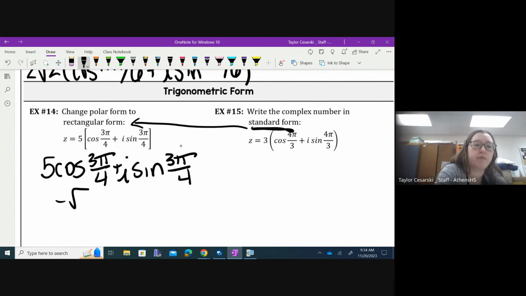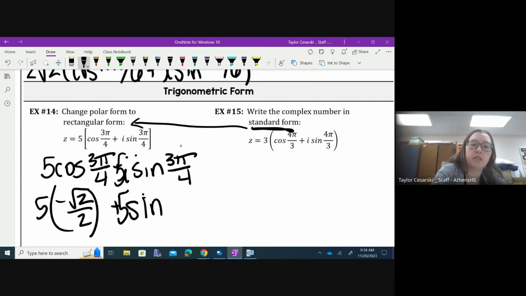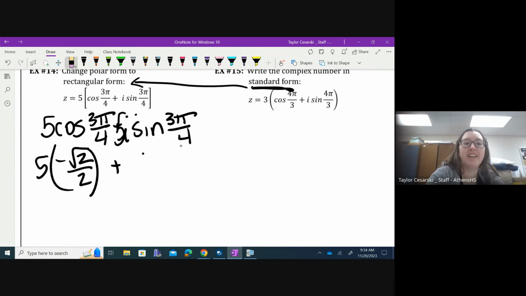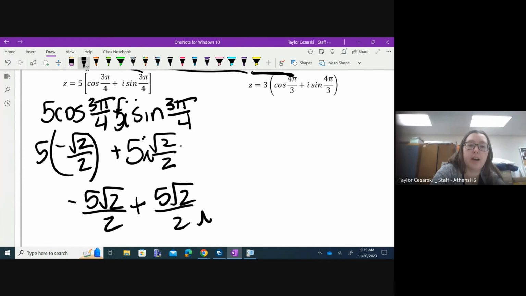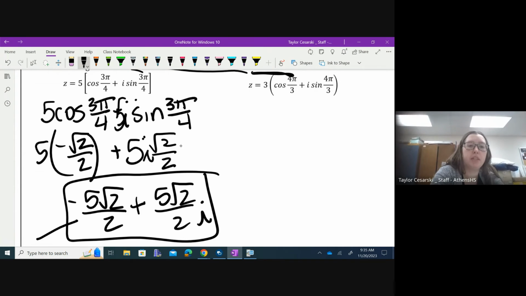Cosine of 3 pi over 4 is negative root 2 over 2 plus, I forgot my 5. Don't forget to distribute the 5. Oh my goodness, I'm a disaster. Okay. So I distributed the 5, and then sine of 3 pi over 4 is root 2 over 2. So when I simplify this, I get negative 5 root 2 over 2 plus 5 root 2 over 2 i. So my A would be this piece right here, and my B would be that piece right there.